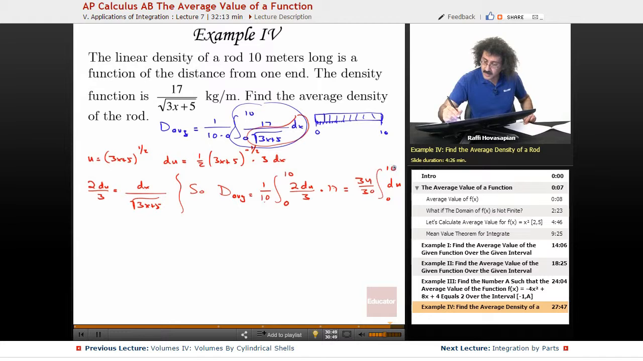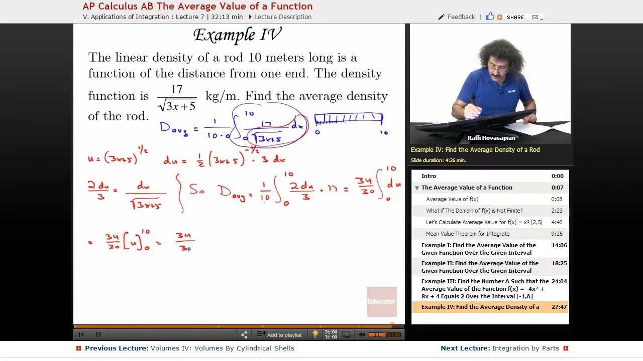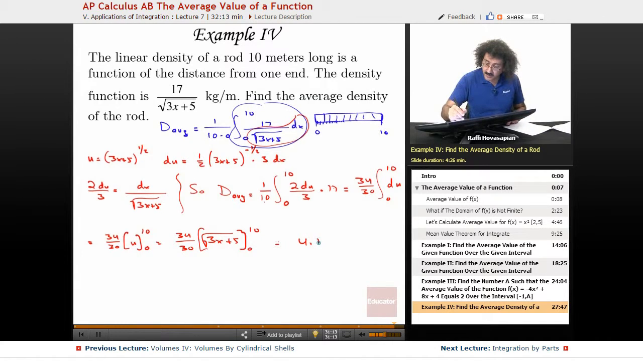from 0 to 10, which equals 34 over 30 u from 0 to 10. u is equal to radical 3x plus 5 from 0 to 10. And when we solve this, we end up with 4.17 kilograms per meter. That's it. The average value of the density.